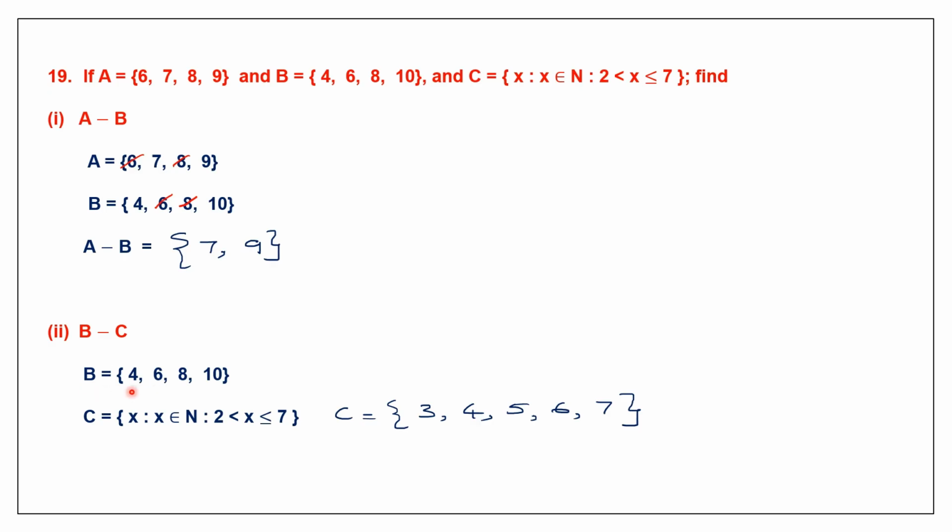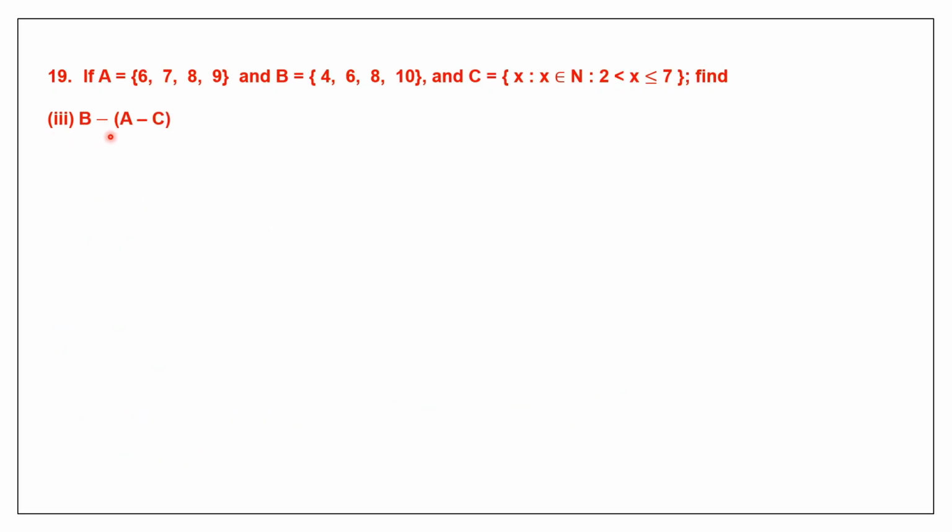We have the elements of set B: 4, 6, 8, 10. Now the difference B minus C will be all the elements of B which are not in C. Now here we have 4 in B, which is also here. Now we have 6, 6 is also there. We have 8 and 10 which are not there. So the difference here will be 8 and 10. These are the elements of B which are not in C.